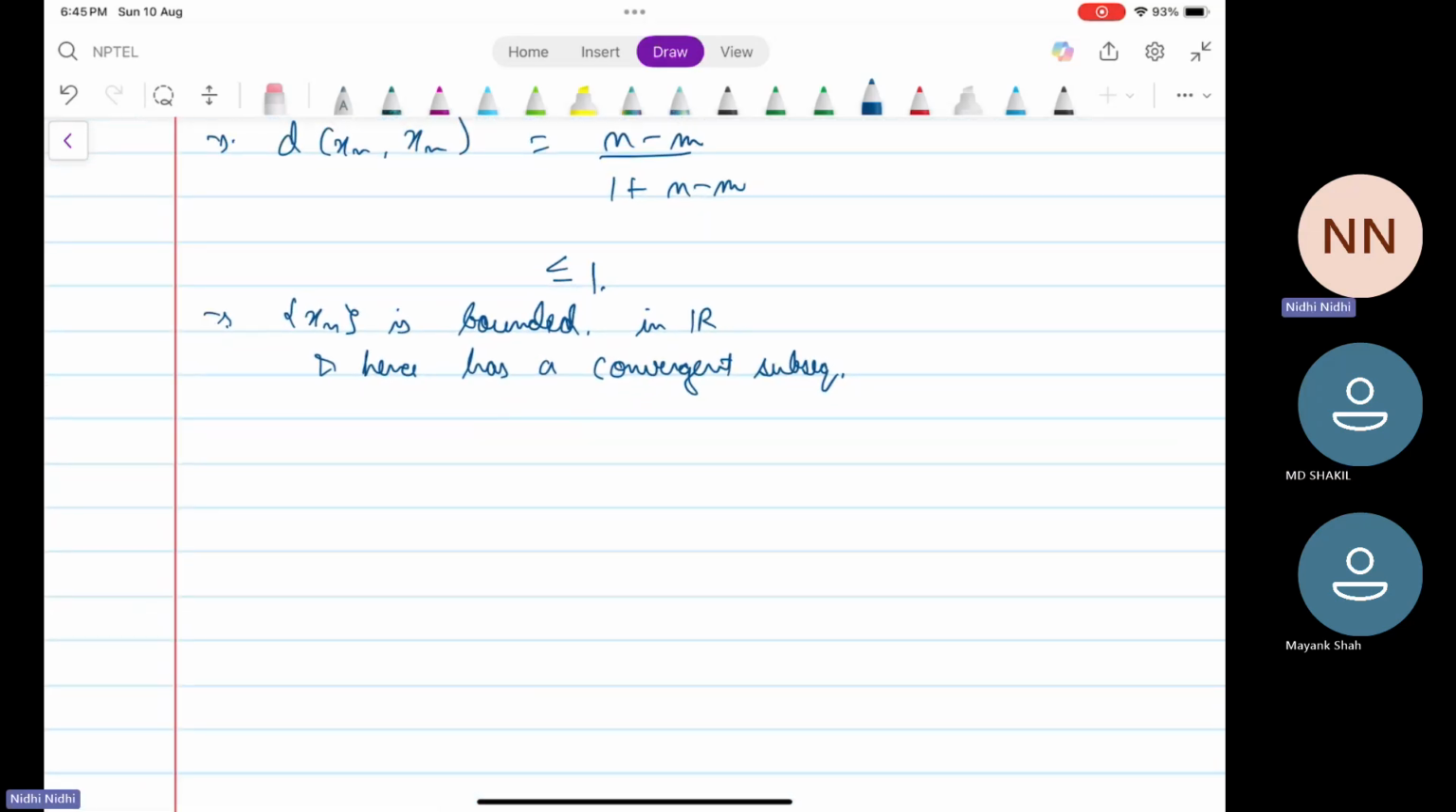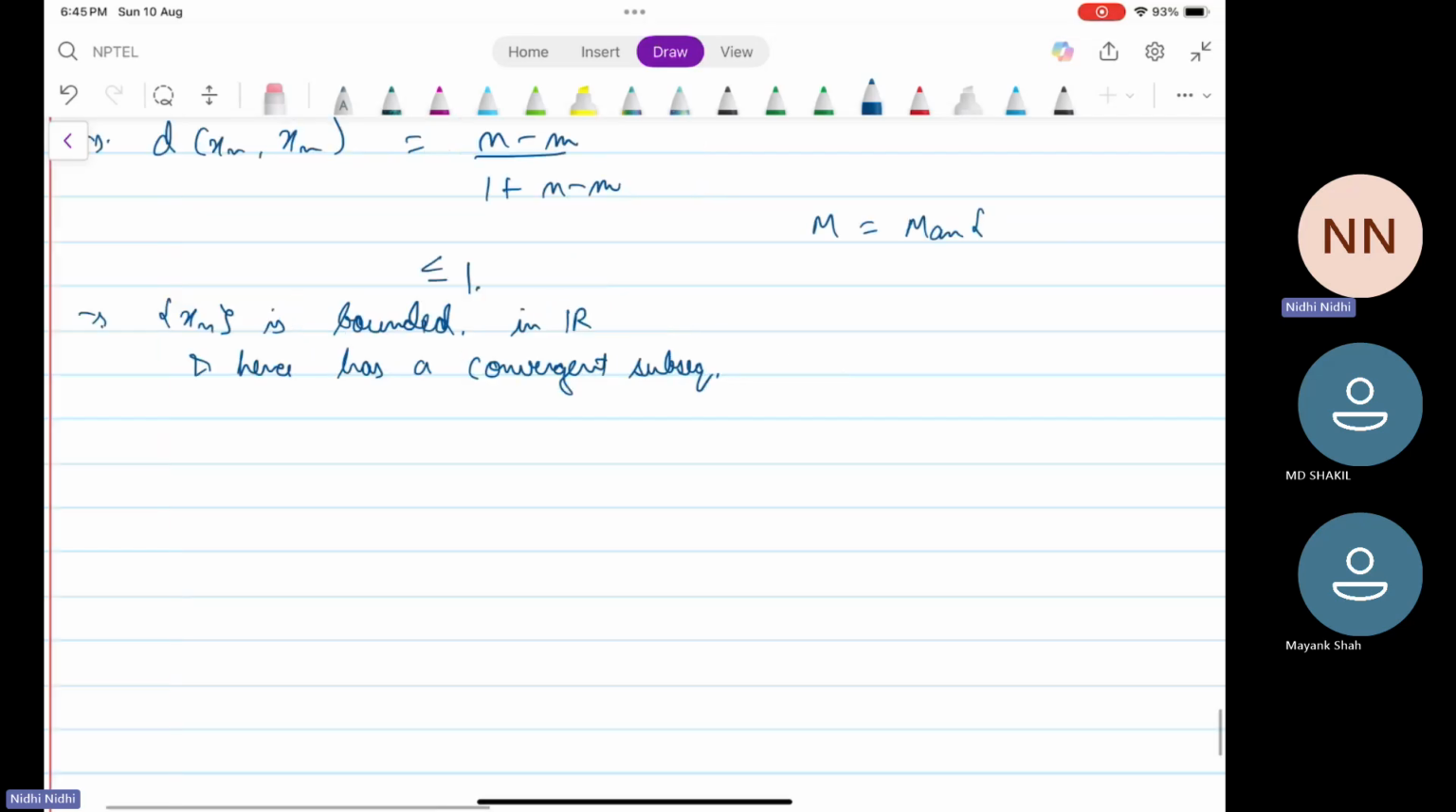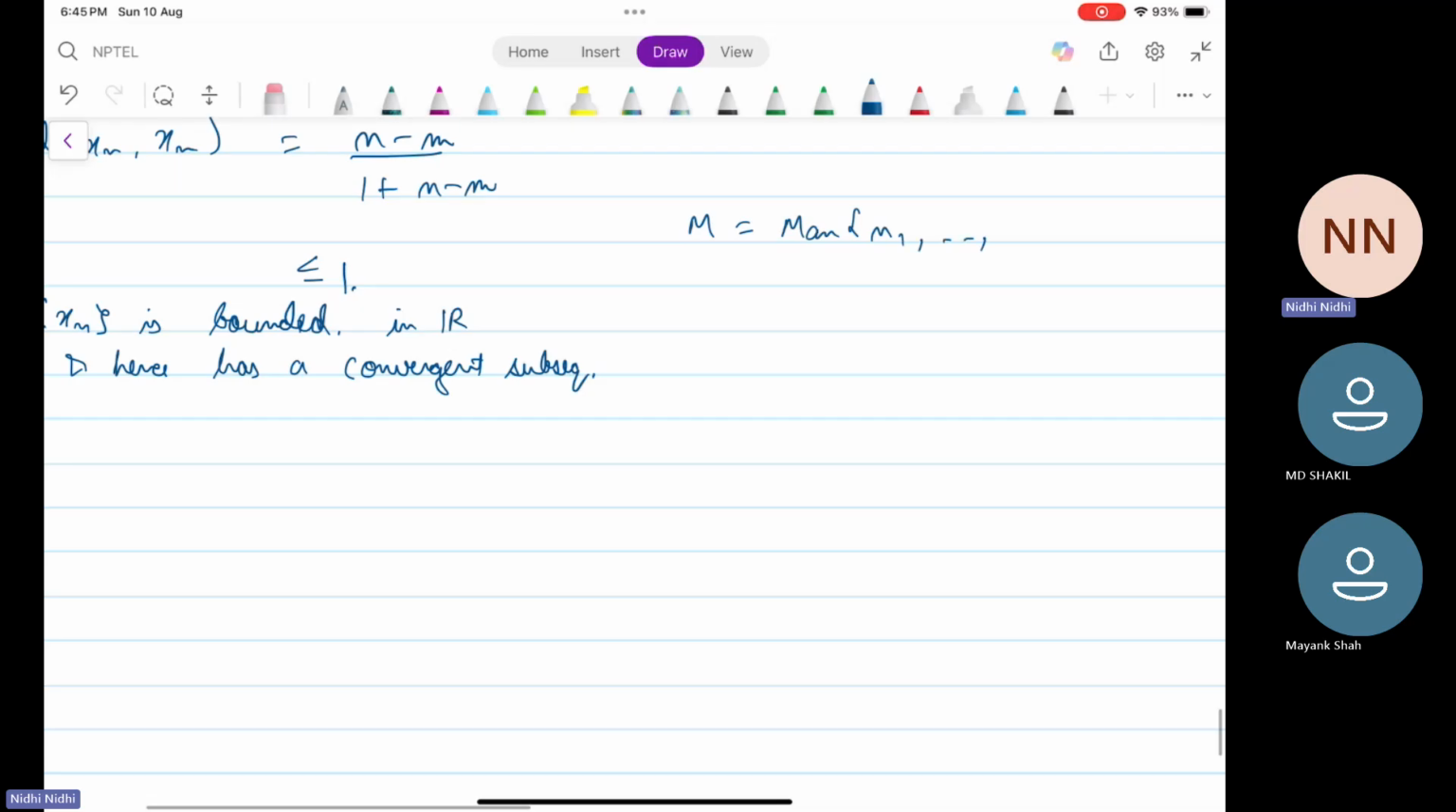Ma'am, will it be bounded after some stage, or for every n? Then you can say it for every n also, no? Because before some stage you have finitely many terms. You can take the maximum of those finitely many terms, and after that stage we know that it is bounded. So we can take an upper bound equal to the maximum of those finitely many terms and the supremum of the rest of the terms. Suppose n naught. So eventually it turns out to be bounded.